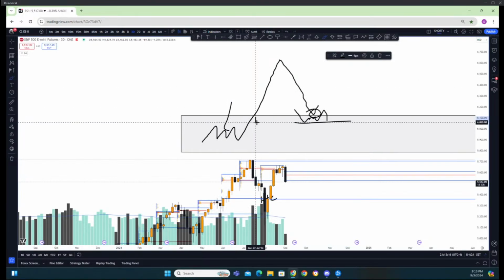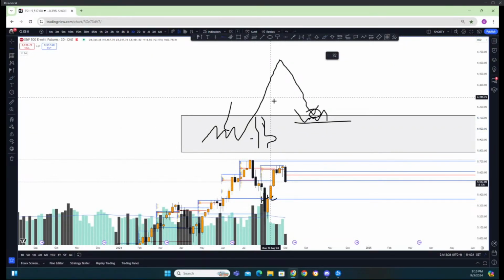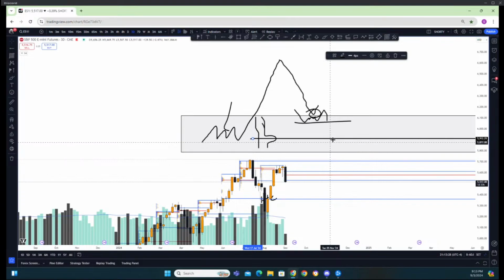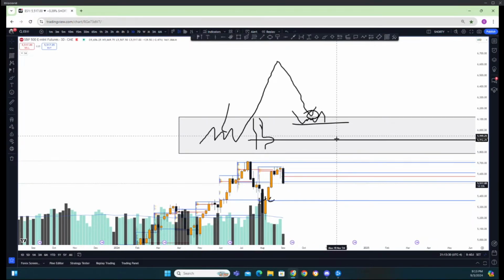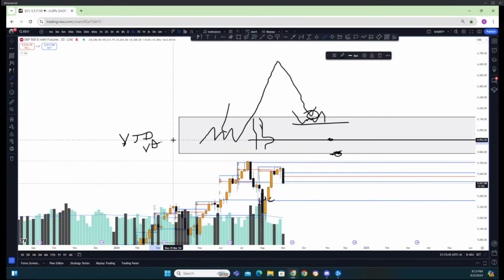What are you targeting? Here's your profile. Profile of the box. It looks weird, but this should be your POC. So your first target, if you got in short here, is your POC. POC is the first target. Ultimately, value area low is your second target, targeting this right here. And let's say this is our year to date value area high, right? We're targeting this spot right here.